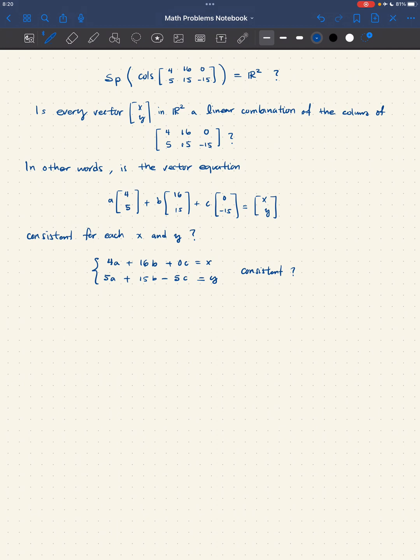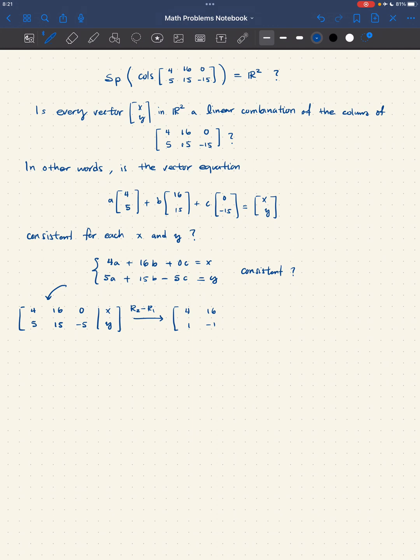Let's make a translation. Let's create an augmented matrix, perform a row reduction, and see if we get something more manageable. So we get something along these lines: 4, 16, 0, x in the first row and 5, 15, -5, y in the second. Then from here, I want to perform a row operation. It's not going to be the standard Gaussian elimination process. I just take advantage of the structure of the matrix to see if we can do some elimination a little faster.